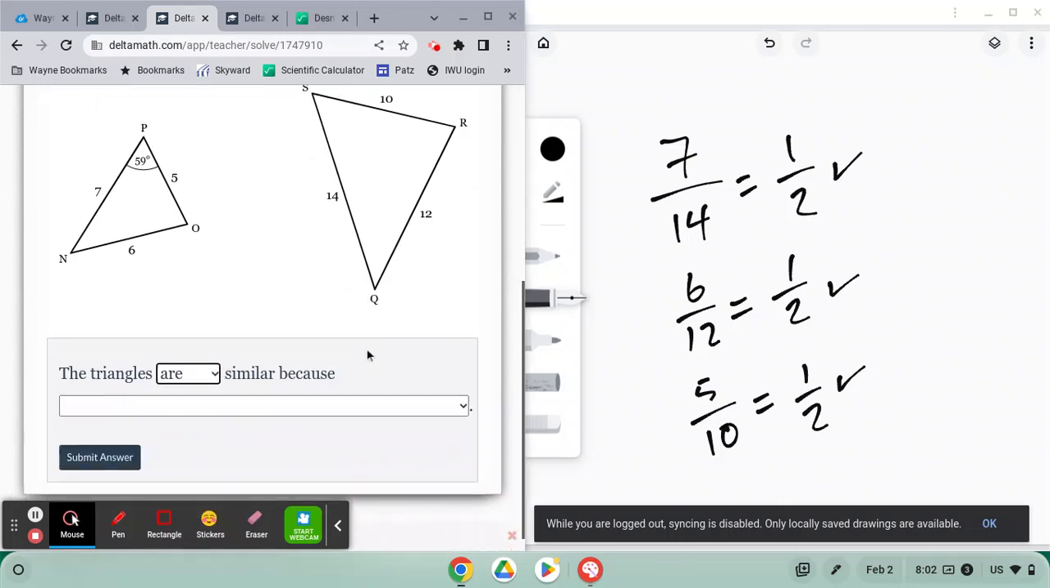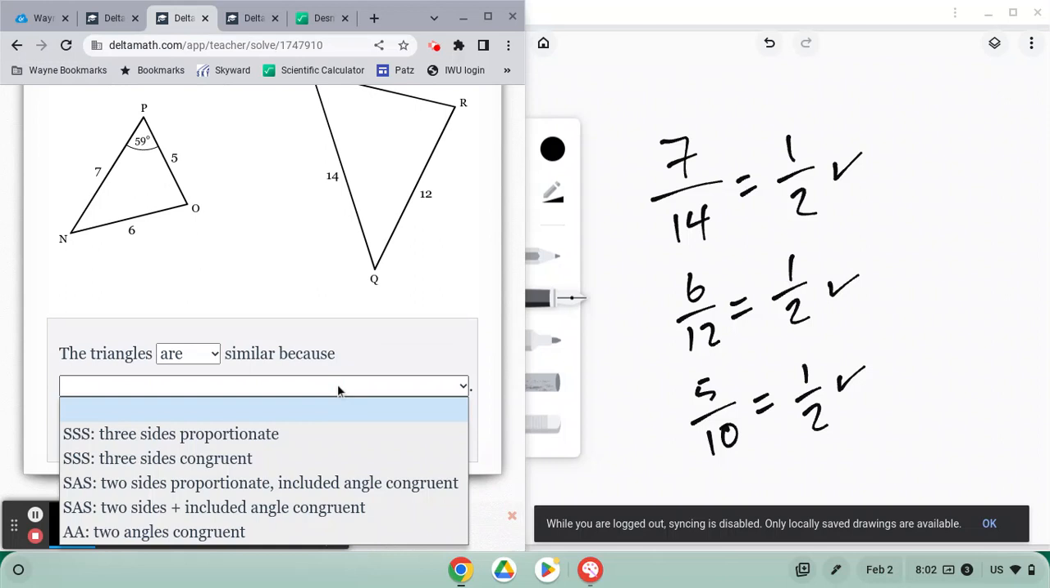And when I say they are similar, I have to choose a reason now. Right here, I have 5 choices they give us. Now, we said it didn't deal with an angle, so we know it can't be AA, SAS, either of the SASs. We know it's SSS, but we have to ask ourselves, were they congruent or proportionate? And we just found they are proportionate. They are not the same.